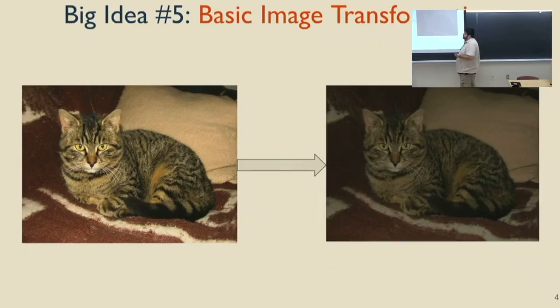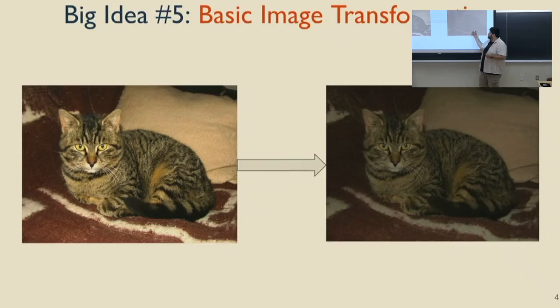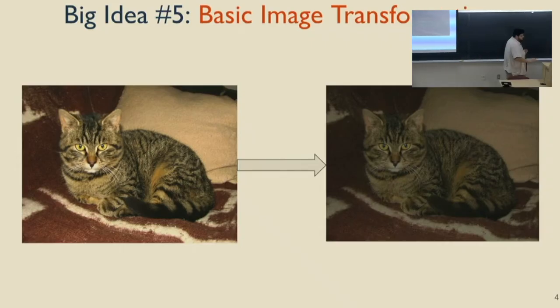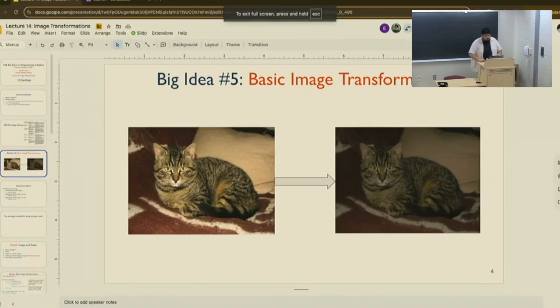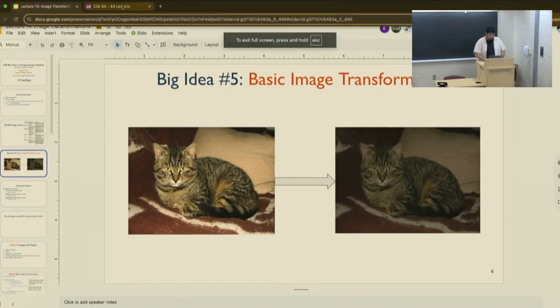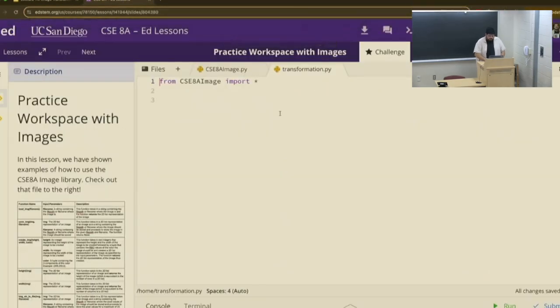Image transformation. We were going to do this last lecture, but we ran out of time. So we're going to work our way up to this moment. Before we do the dimming, like changing the brightness, we're just going to do some transformations today.